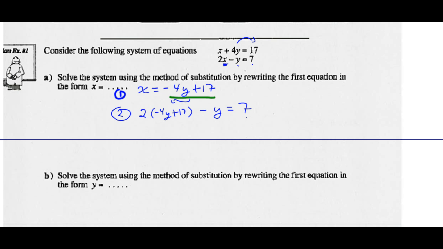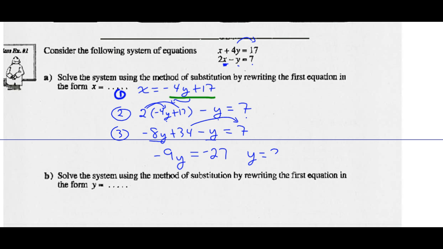So I've now got a one variable equation. This equation is in the variable y. So let's solve this one variable equation. Here's step 3. Solve the one variable equation. Multiply through by the 2. 2 times negative 4y is a negative 8y. 2 times 17 is 34. Minus 1y should equal 7. Combine our like terms. Negative 8y minus 1y is a negative 9y. And I'm going to minus 34 from both sides. So that gives me negative 27. And then divide both sides by negative 9. So y is going to equal 3.